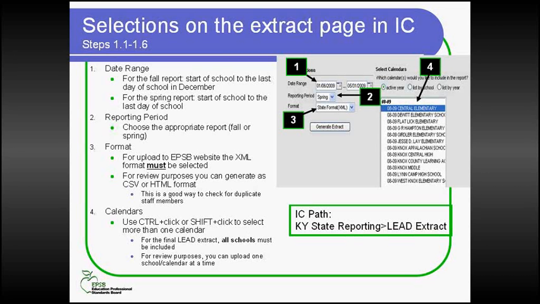And then the final selection that you have to make are the calendars. For your final LEAD upload, you do have to include all calendars in your final extract. But as you're working through the LEAD report in early September or whatever, you can do smaller batches. You can choose to do all of your elementaries or all of your middle schools or just one school at a time even. Please be aware that if you upload one school and then upload another school, it overwrites the first school. So that's why you have to select all schools in your final extract, because it doesn't put them together when it comes up, it overwrites them.